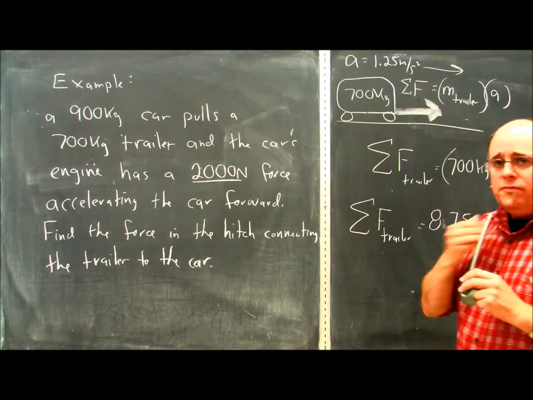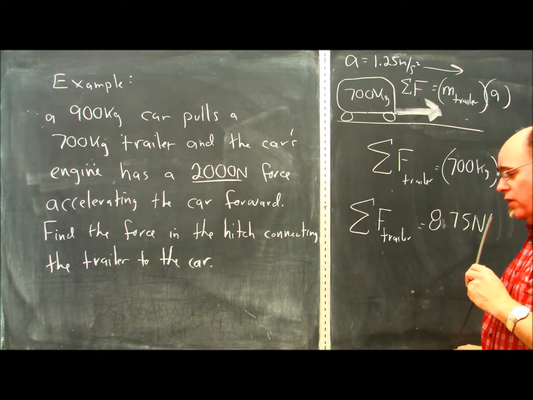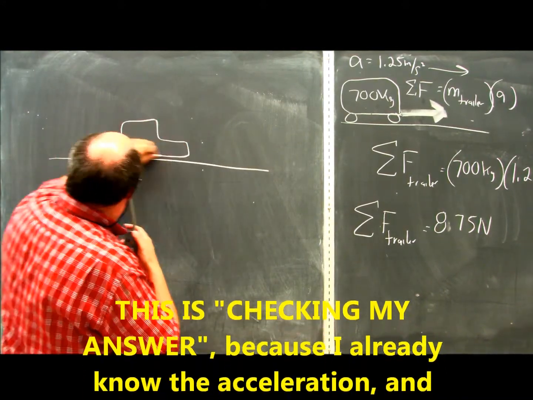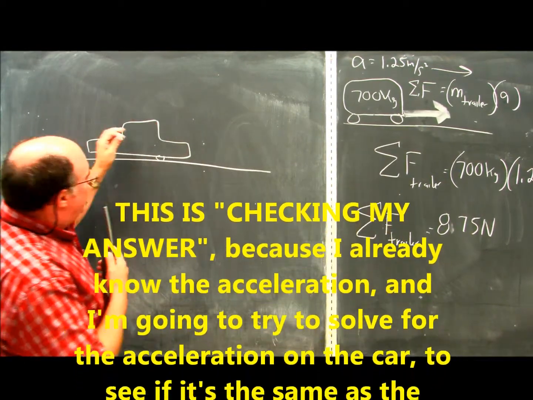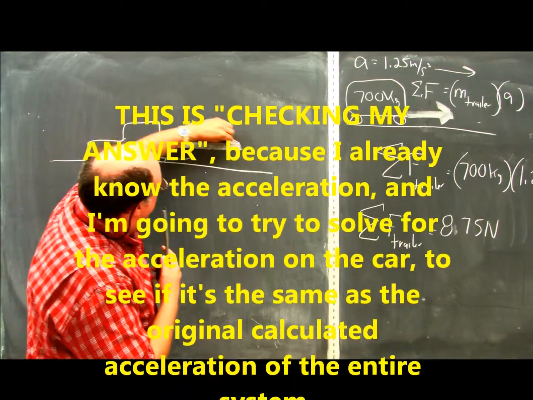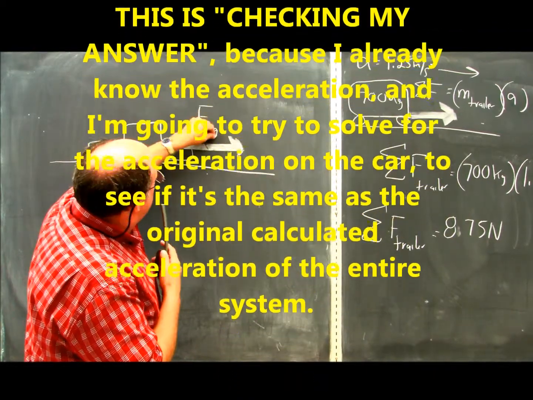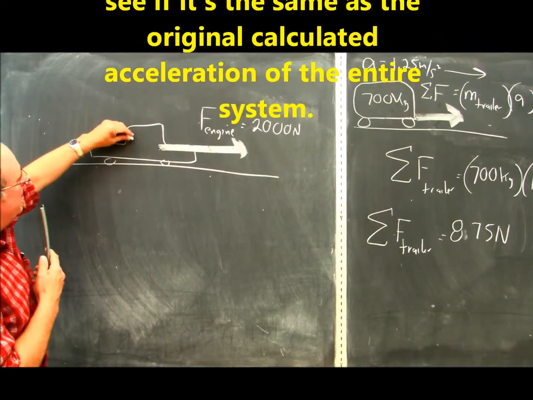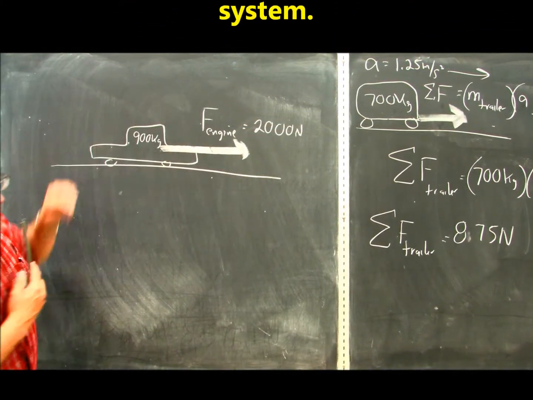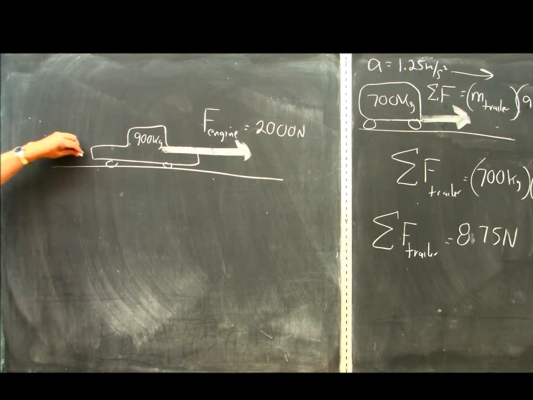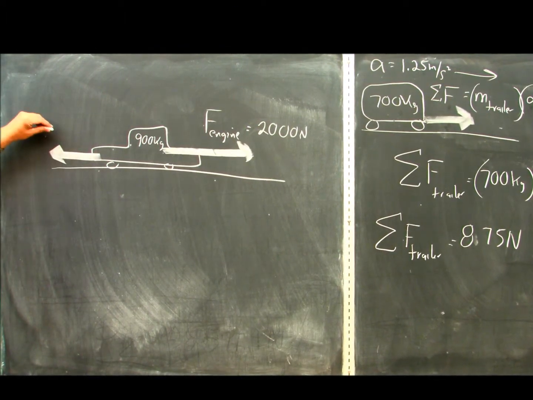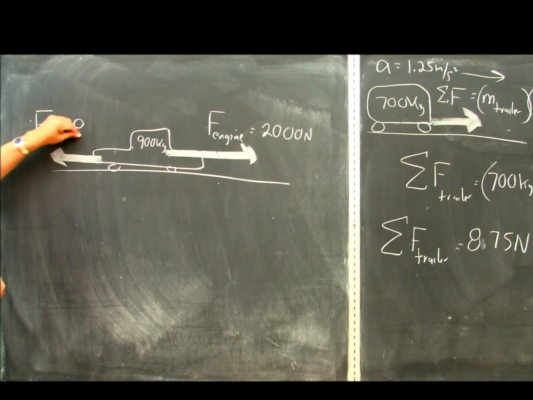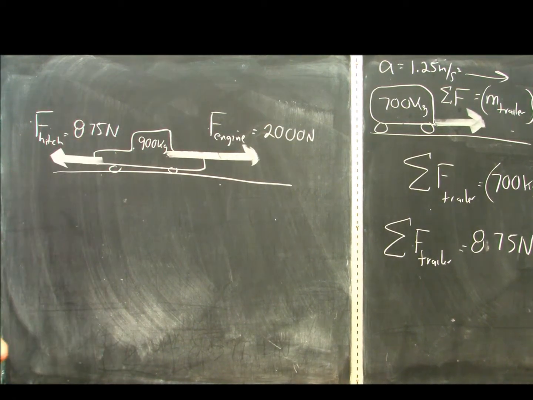If we wanted to check, and you don't have to check, but if you wanted to, what you could do is look at just the car. I've got the road, and I've got this car. Inside the car, in the engine, we've got this force propelling us forward. So there's a force of the engine, which is 2,000 newtons. The mass of this car by itself is 900 kilograms. And we think the hitch is a force going like this, and the force of the hitch is equal to 875 newtons.